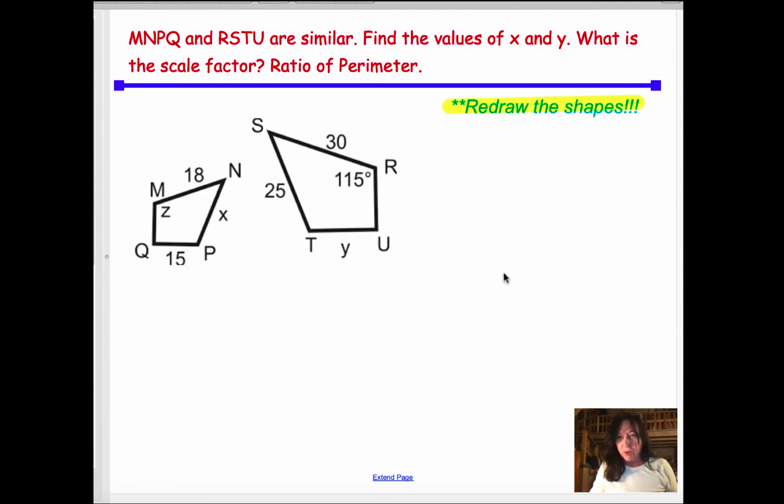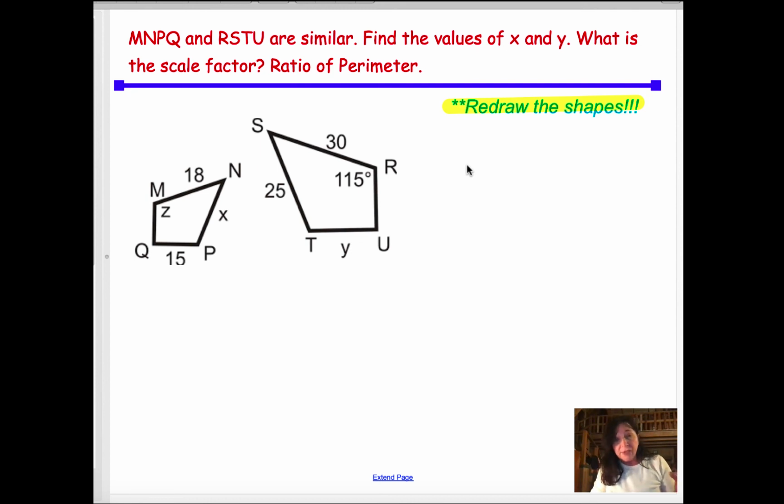All right, the first kind of question that you're going to see similar to this on the test is: MNPQ and RSTU are similar. Find the values of X and Y. What is the scale factor and what is the ratio of perimeters?